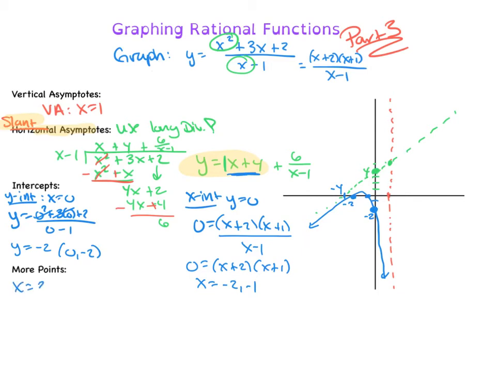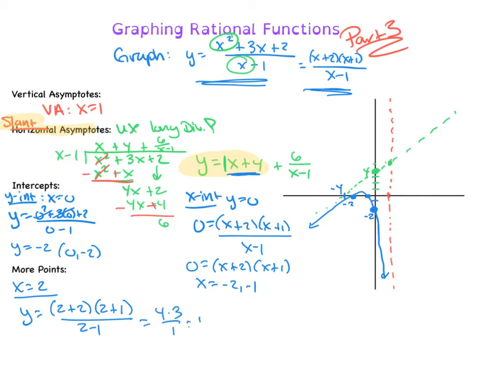So let's figure out where we can plot x equals 2. I can choose to plug it into the first version or the factored version. I'm going to choose the factored version just because it's easier with the arithmetic. So 2 plus 2, 2 plus 1, over 2 minus 1 is 4 times 3 over 1, which is 12. So I have x is 2 and y is 12.